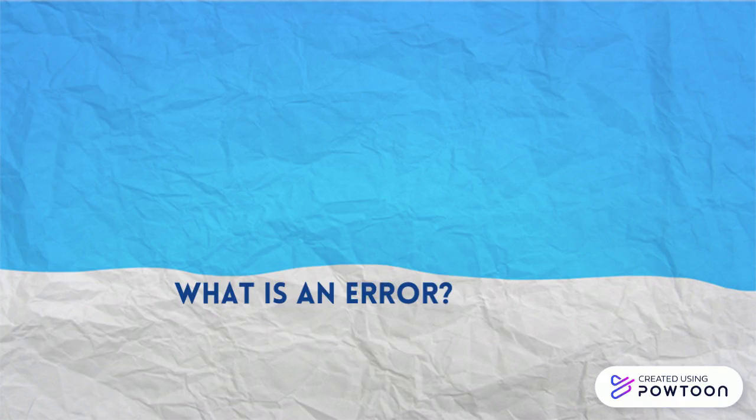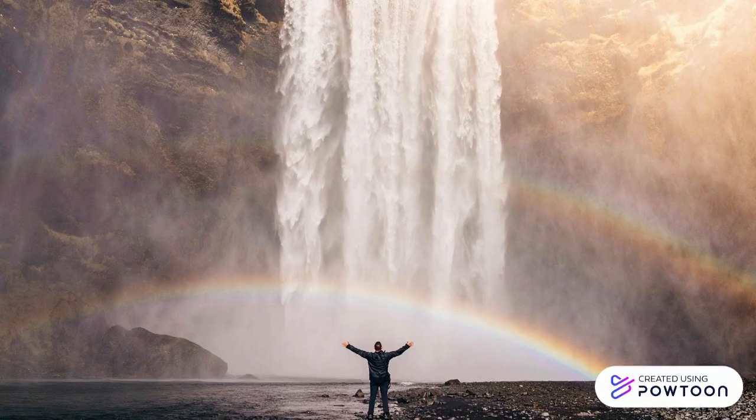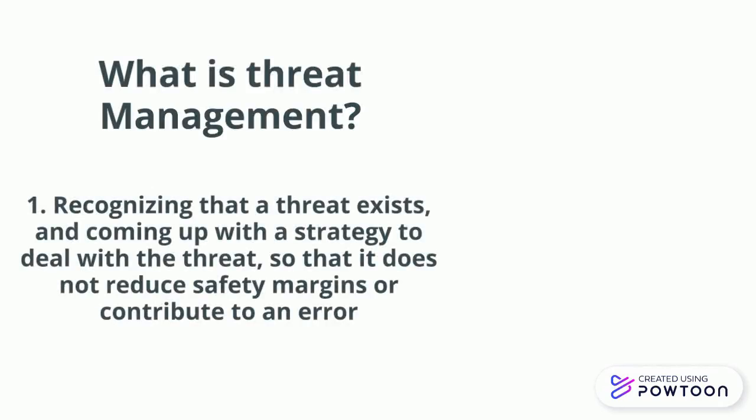What is an error? It is defined as the mistake that is made when threats are mismanaged. There are 5 types of errors. 1. Intentional non-compliance errors. 2. Procedural errors. 3. Communication errors. 4. Proficiency errors. And 5. Operational decision errors.